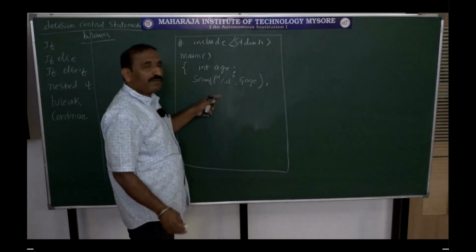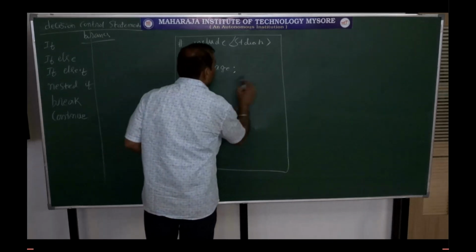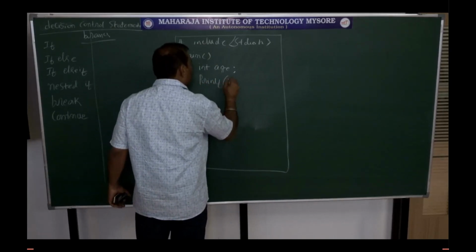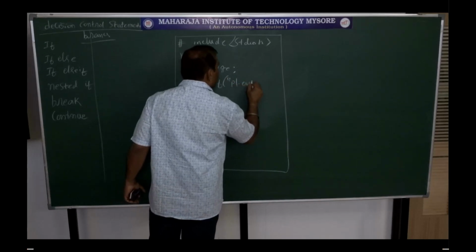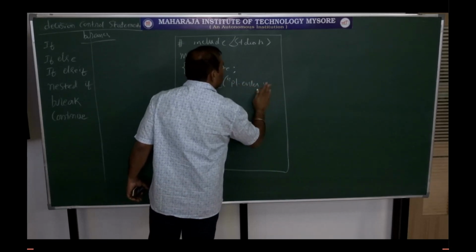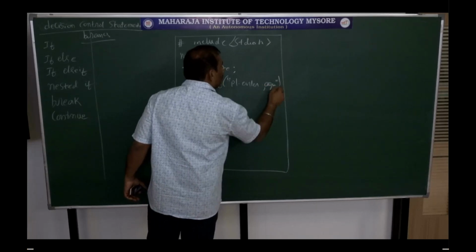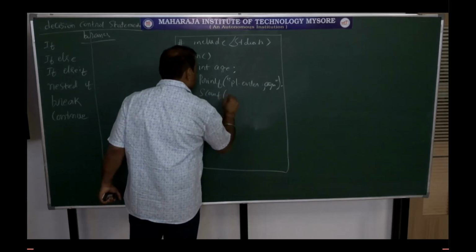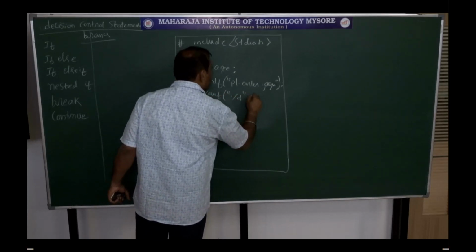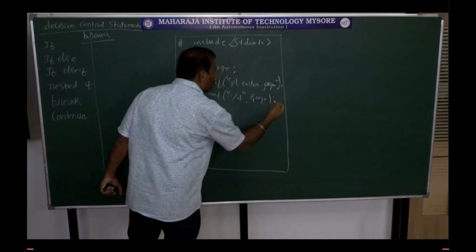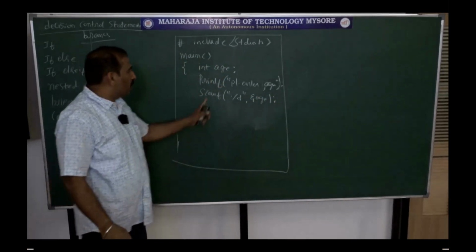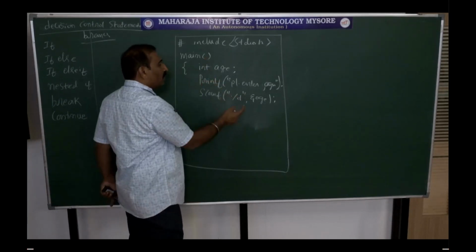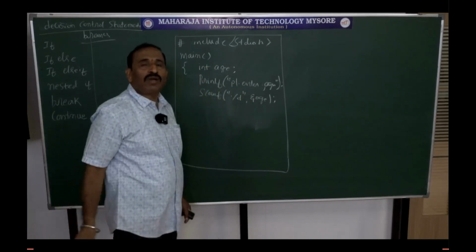Just to make the program nicer, you can add one more thing like this: printf, please enter age. You can give some text message. Then do the scanf. Now I am reading this. Whatever the user has typed, that number is now stored in this variable called age.